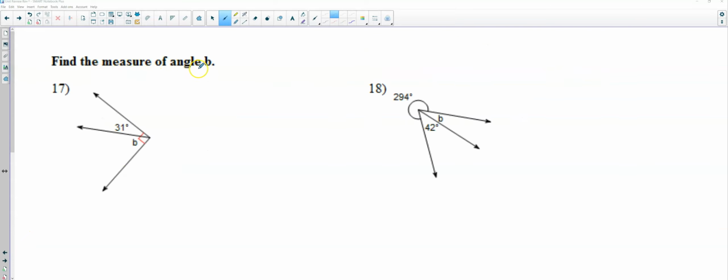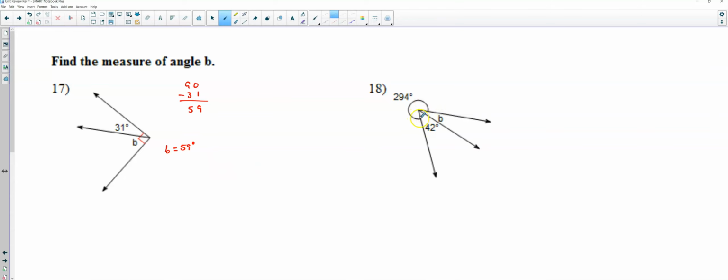Find the measure of angle B. Here you have to be able to use what you know. These are complementary angles, so they must add up to 90. So 90 minus 31 should give me the measurement of angle B. In this case, 10 minus 1 is 9, and 8 minus 3 is 5. So angle B equals 59 degrees.